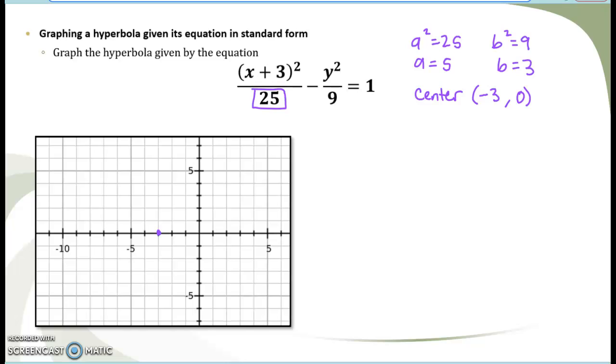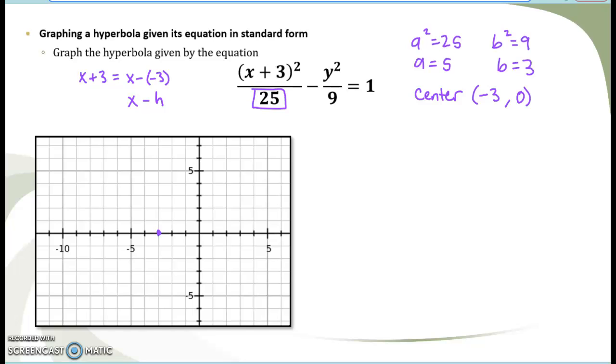Again, why is it -3? Because we need x minus h. In order to turn x plus 3 into something with an x minus, what do we do? We subtract -3. So this -3 becomes our h. Okay, so there's our center.